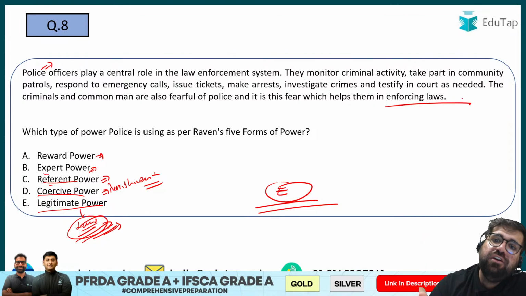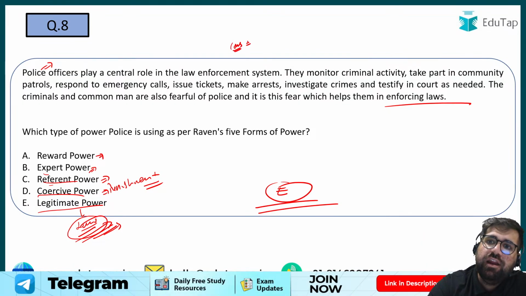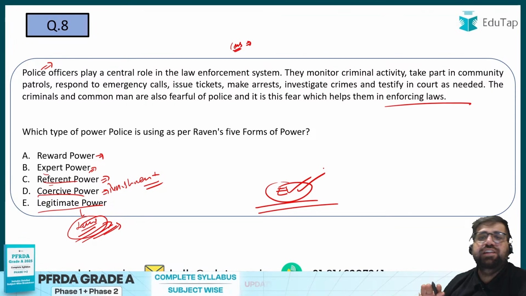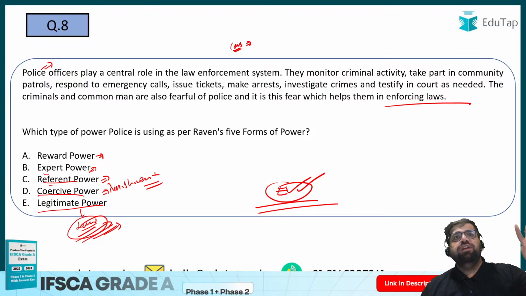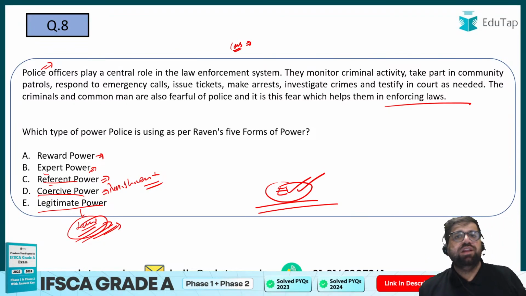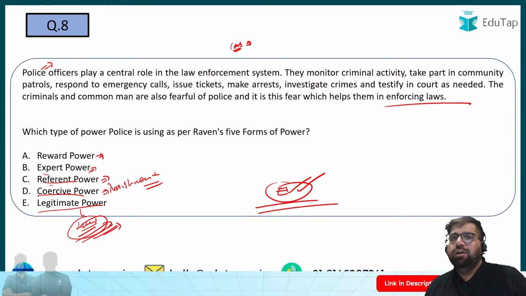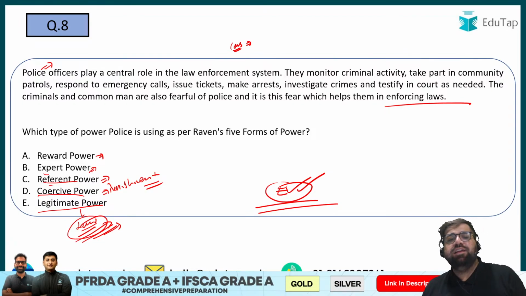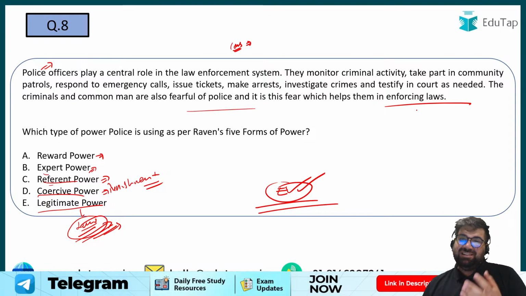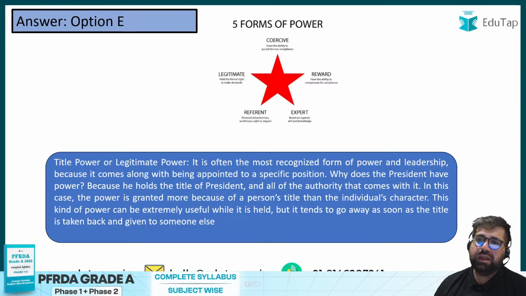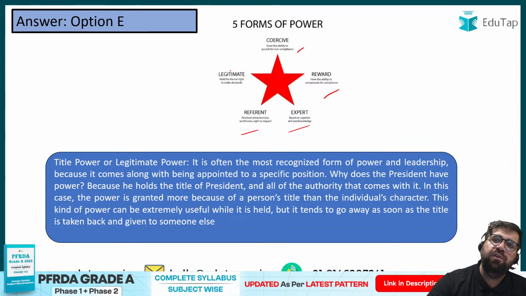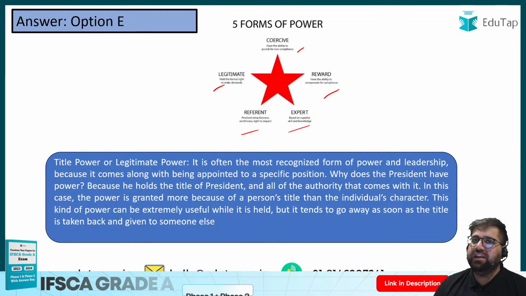And why do they have the power? Because the Constitution of India gives them the power. Right? So therefore the answer over here will be legitimate. They have the legitimate power. But yes, if the question says that police is using force, police is using lathi charge, police is using third degree treatment, in that case your answer will be coercive. But over here, nothing specifically coercive is written, therefore the correct answer will be option number E. Okay, and we have discussed all the five forms of powers given by French and Raven.